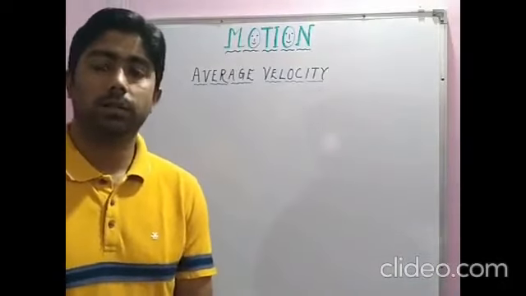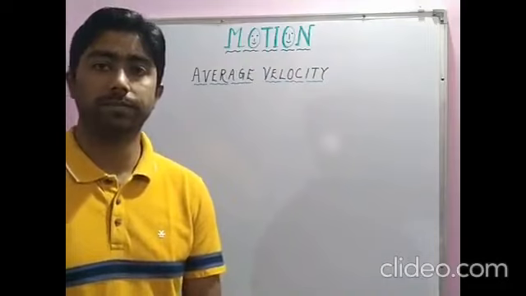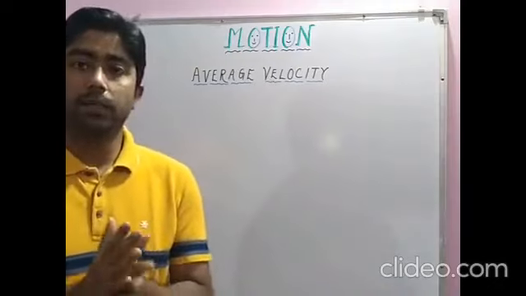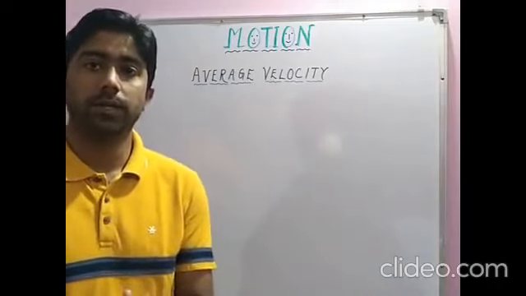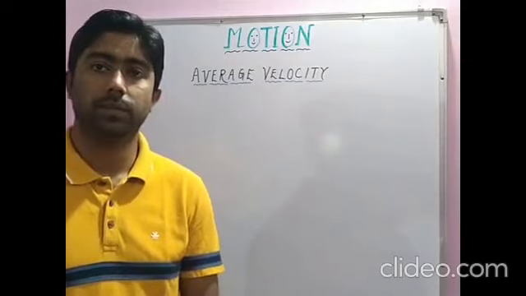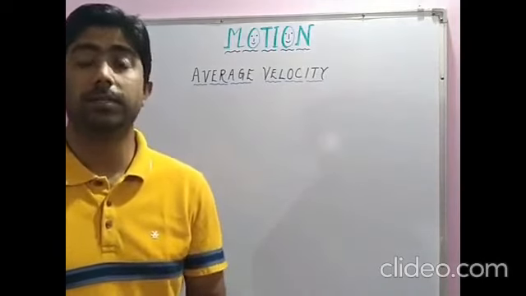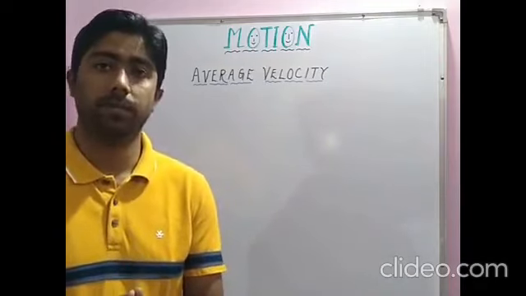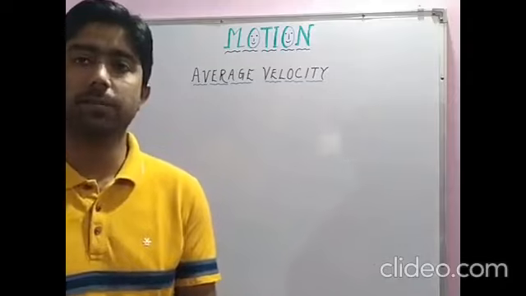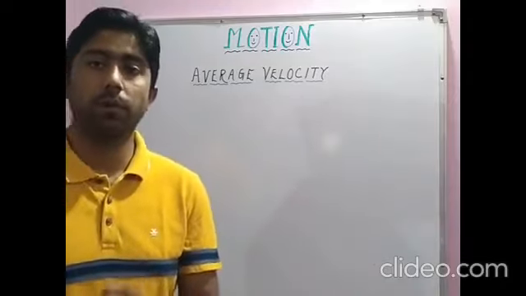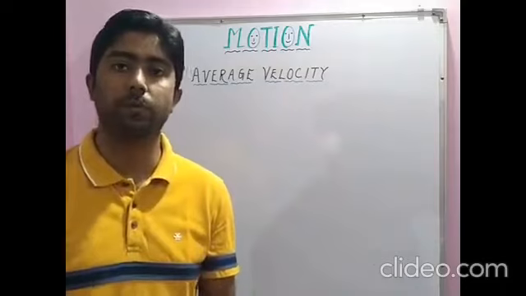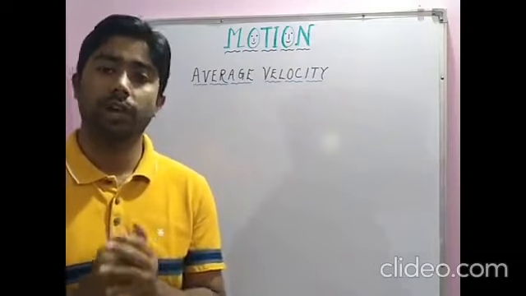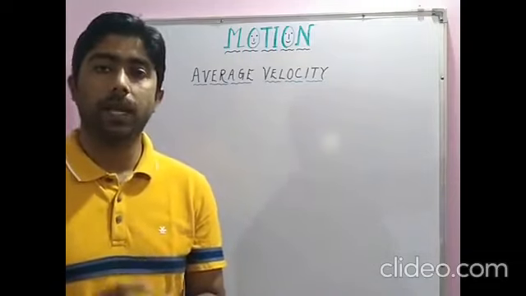Now let us discuss what is average velocity. Just earlier I have said speed is the distance covered in unit time. But what is velocity? It is the displacement per unit time. Velocity is displacement per unit time. So velocity is basically speed with direction. When we need to know the speed of a body along with the direction in which it is moving, then we go for velocity.